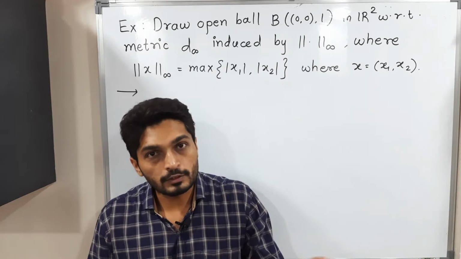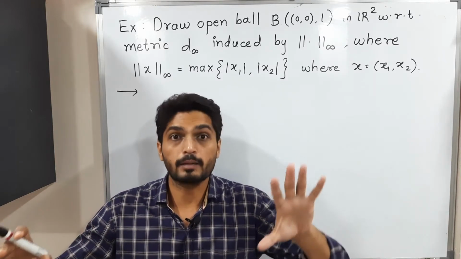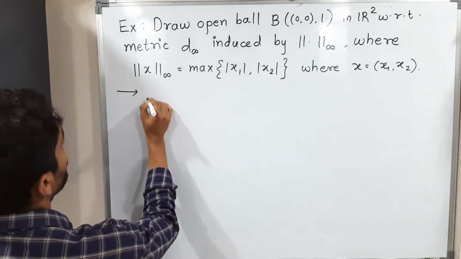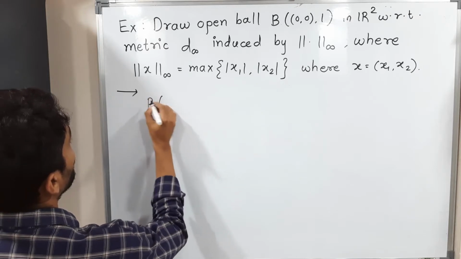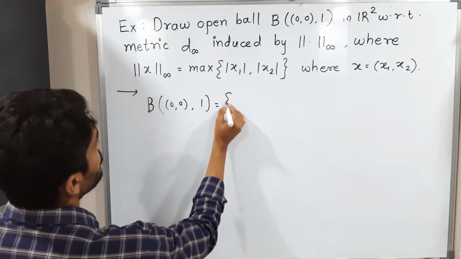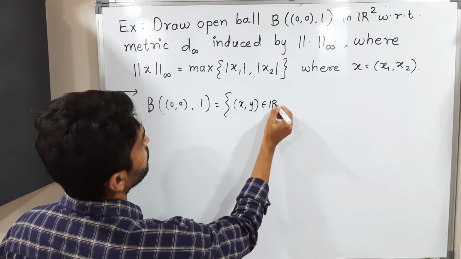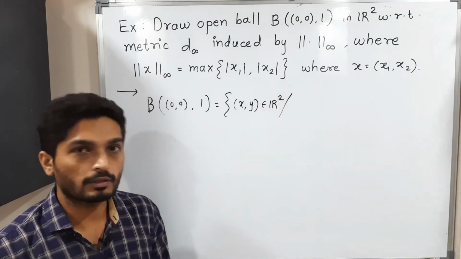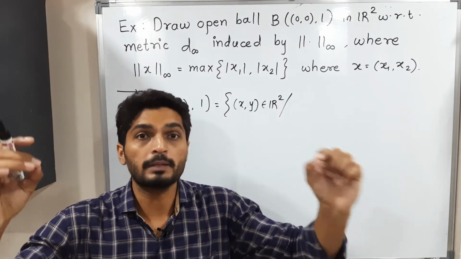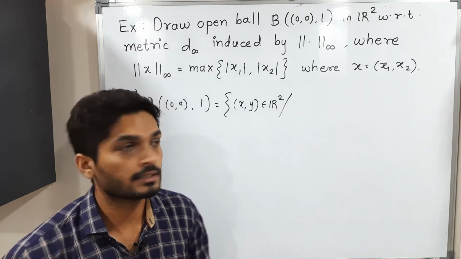So we will follow the definition of open ball and we will try to find its diagram also in R2. So let us start. The definition says, B, open ball with center (0, 0) and radius 1, contains all elements of R2. You remember the definition of open ball. It contains all elements of R2 such that the distance of that point from the center of the ball is less than its radius. That means less than 1.